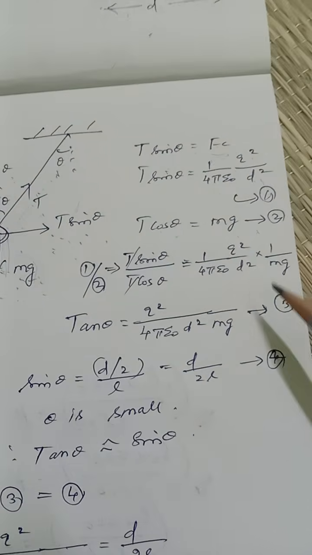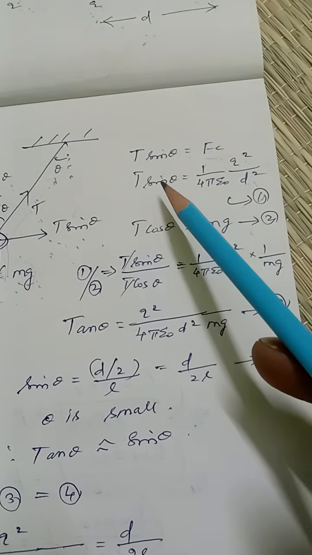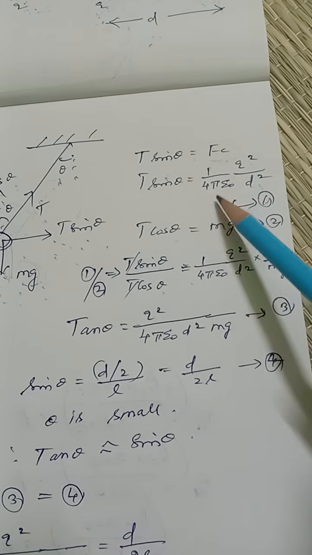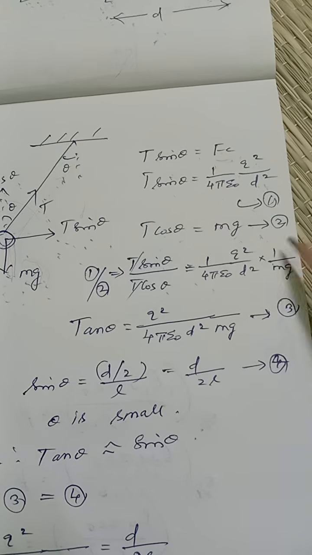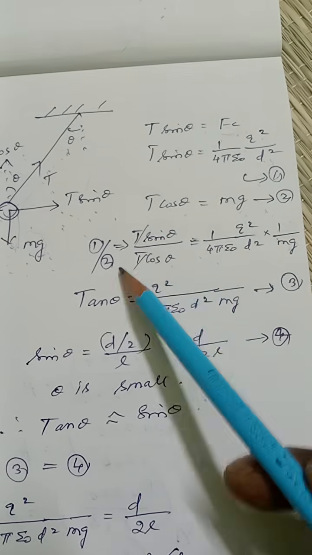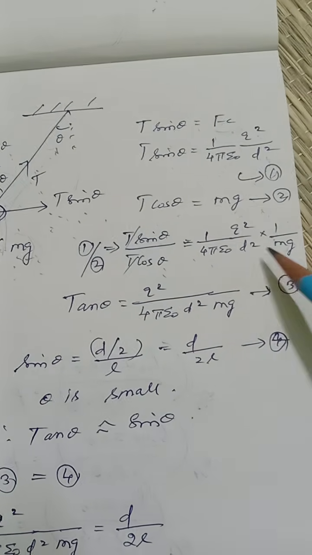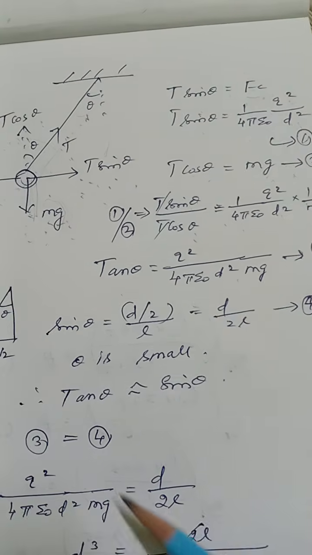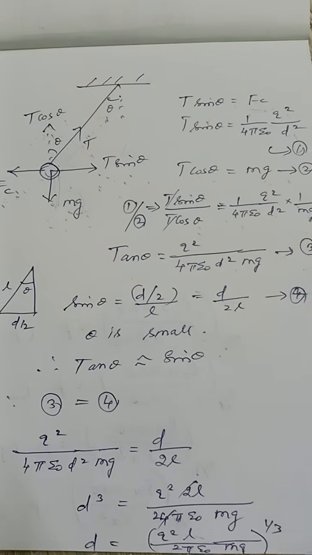Now just divide 1 by 2. Left hand side is T sin theta by T cos theta, equal to the right hand side, 1 by 4 pi epsilon naught q squared by d squared, by mg. So we multiply by its reciprocal, 1 by mg. T gets cancelled, sin theta by cos theta is tan theta, equal to q squared by 4 pi epsilon naught d squared mg. Let this be equation number 3.